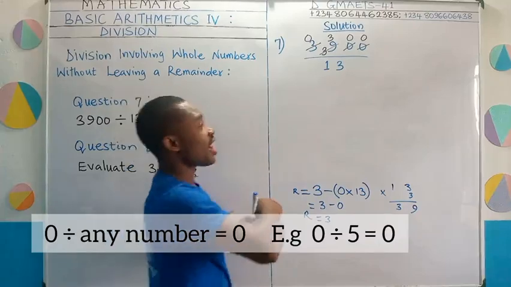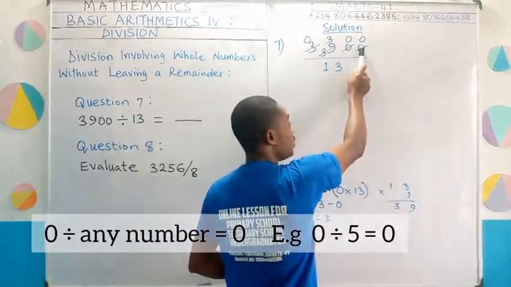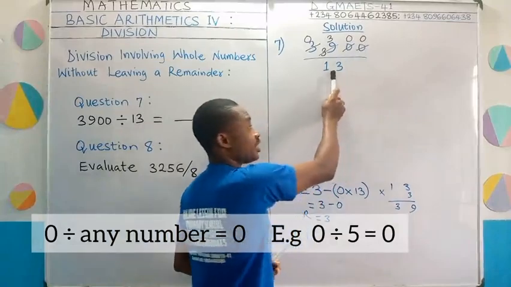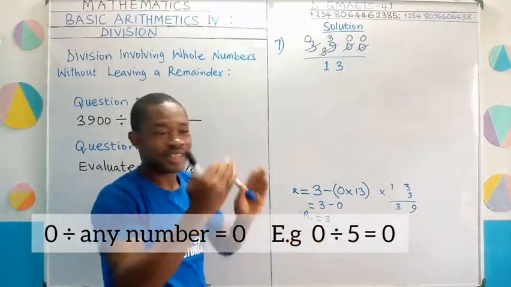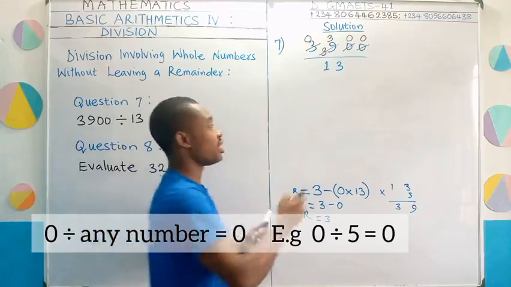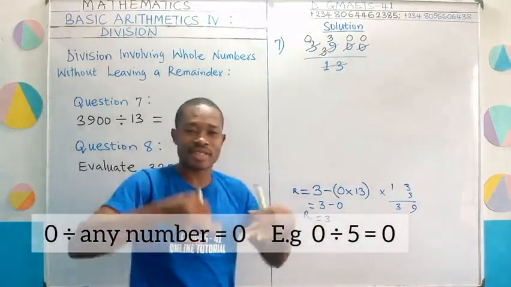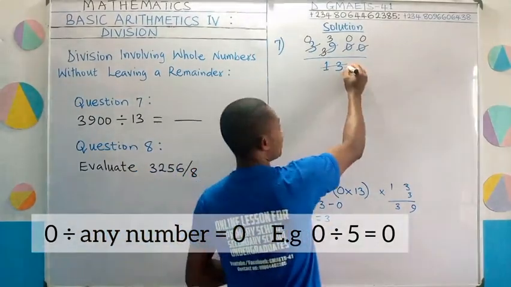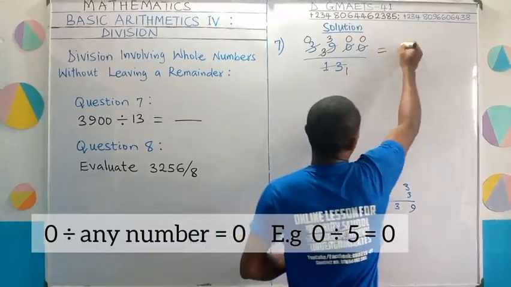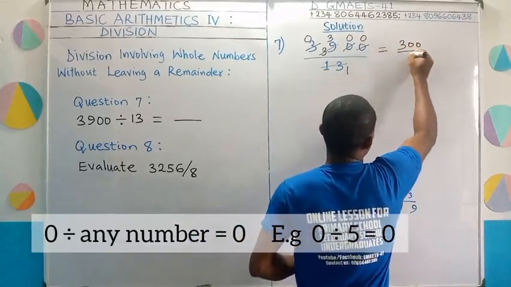Now, if you look at this, after doing the last division, this 0 divided by 13, there was no remainder. The last division did not give us any remainder. Therefore, you come to the denominator and divide 13 by 13 as well. 13 divided by 13 will give you 1. So this is equal to 300 divided by 1.